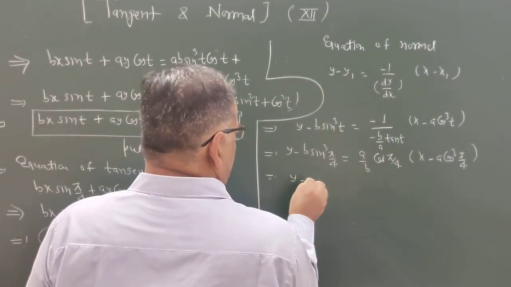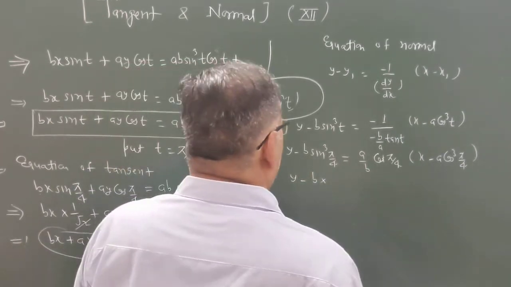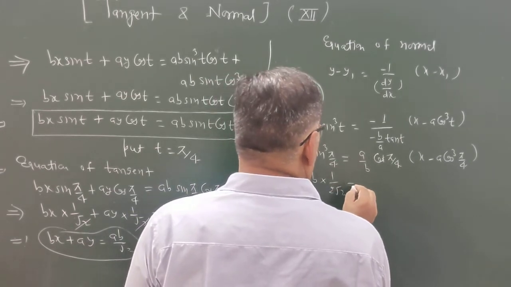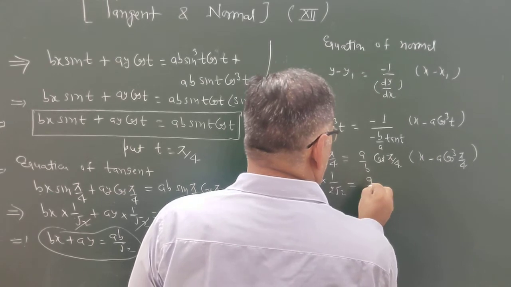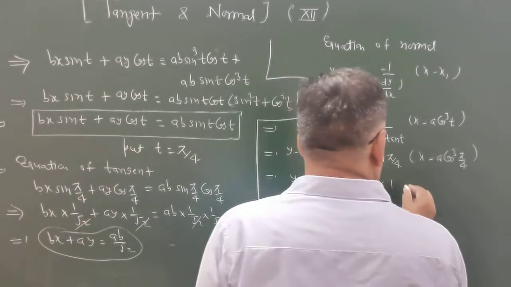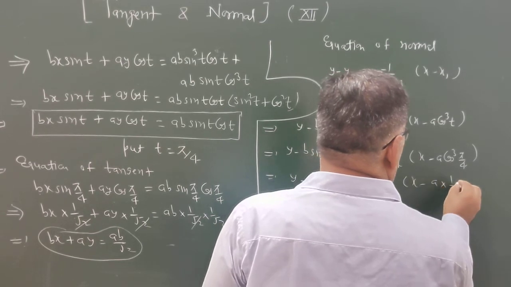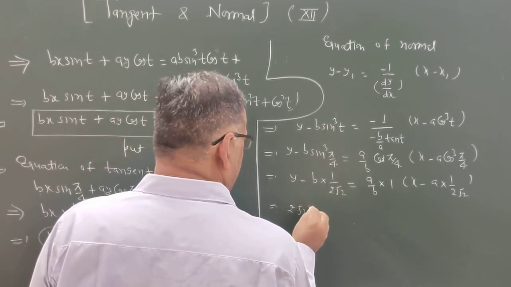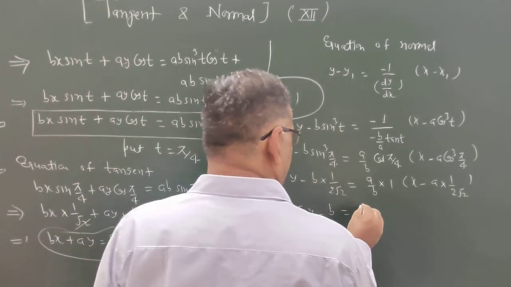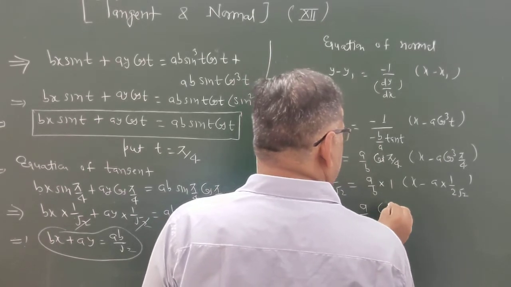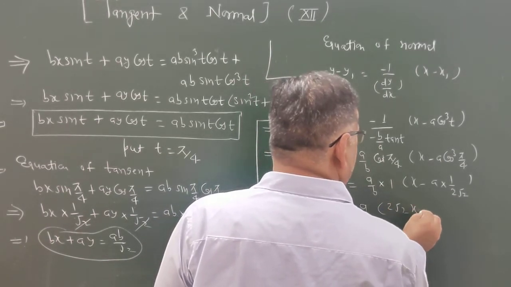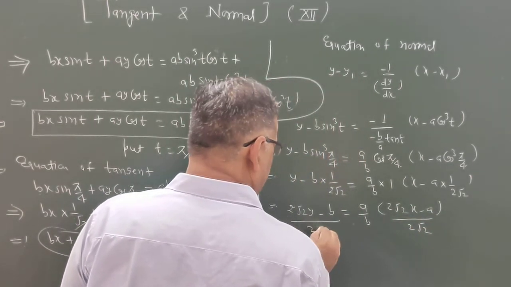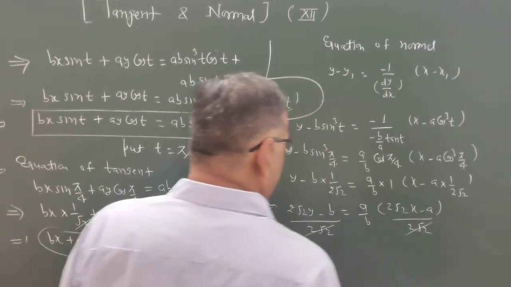So now this becomes y minus b sin pi by 4, which means 1 upon root 2. So 1 upon root 2 multiplied 3 times, so we have 1 upon 2 root 2, equal to a upon b cot pi by 4, which becomes 1, and this is x minus a into 1 upon 2. Take LCM here. So y minus b upon 2 root 2 equal to a upon b, inside the bracket 2 root 2 x minus a upon 2 root 2. Here also 2 root 2 cancels out.